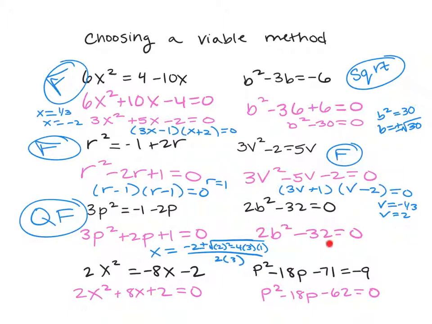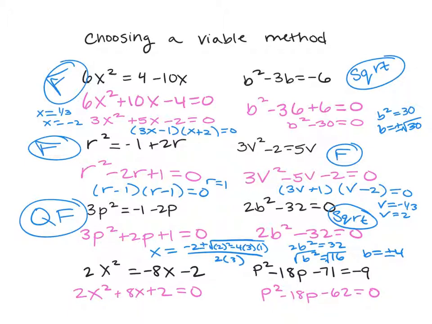Okay, now looking at this one, I'm thinking that square rooting is a good option, just like this one, because we don't have that b term. So it should be pretty simple as far as solving goes to add 32 to the other side, divide by 2, and then square root both sides, making sure not to forget about the plus or the minus. But square rooting will definitely work for this one.